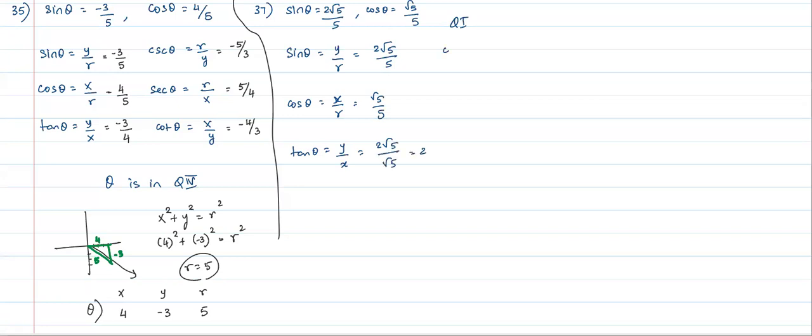Cosecant theta will be the reciprocal of this, r over y, or just flip this. You have 5 over 2 root 5, which is root 5 over 2. Secant theta is 5 over root 5, which is root 5, because 5 is nothing but root 5 times root 5. Then cotangent theta is the reciprocal of 2, which is 1.